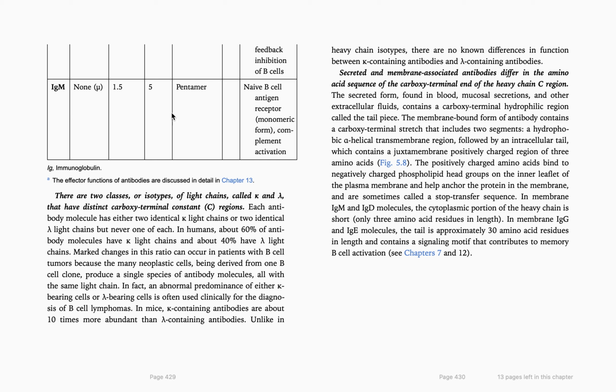IgM is a pentamer, mostly in a monomeric form as the naive B cell antigen receptor. Complement activation is the main function of this antibody.